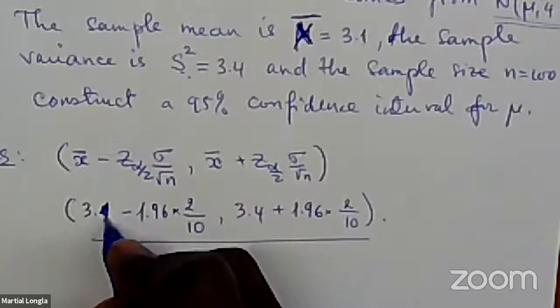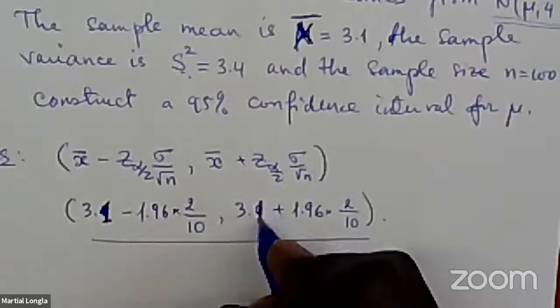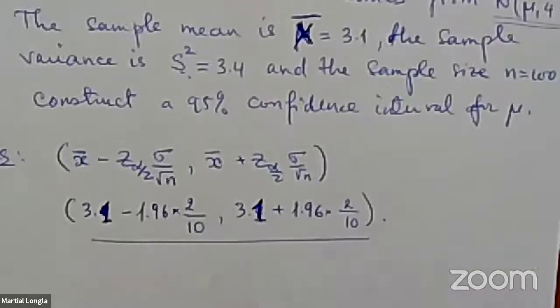That's not why using, but we need to use 3.1 instead. Formula is clear, right? X bar is 3.1, so it has to be 3.1. Any other questions?